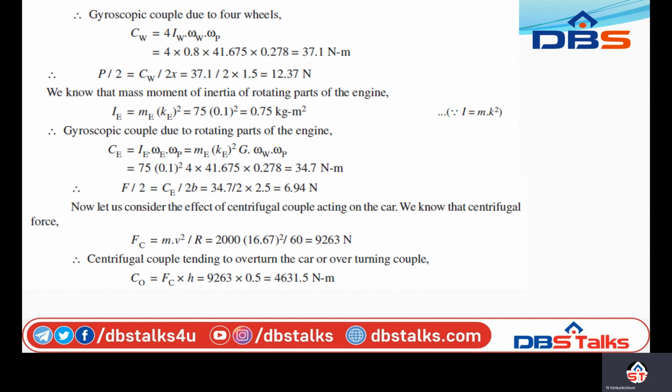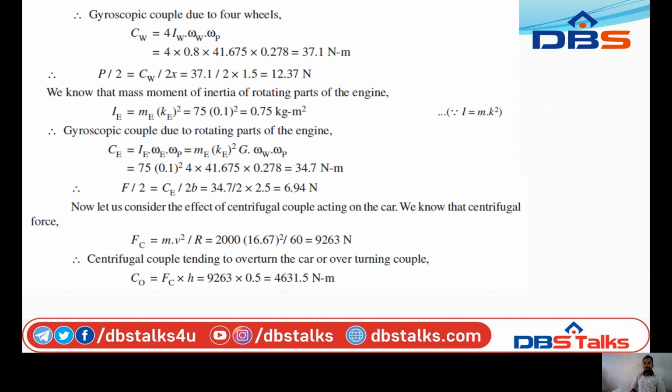So let us consider P by 2 newtons be the magnitude of this reaction at each of the outer wheels. That is P by 2 is equal to CW by 2x. So this CW we are getting here is 37.1 by 2 into x, where x is the gap between the wheels, that is 1.5 meters. So the final value is 12.37 newton.